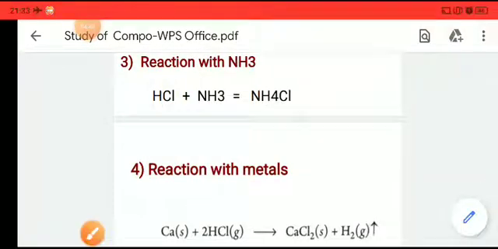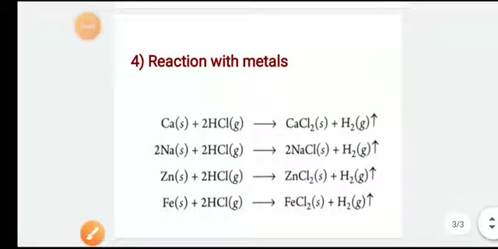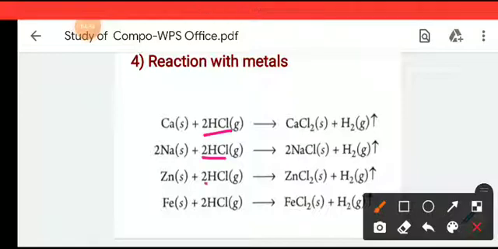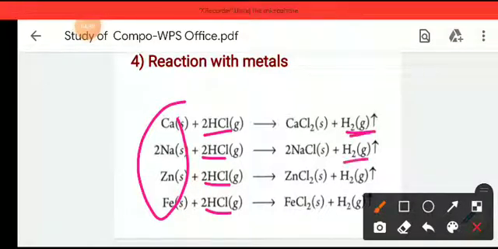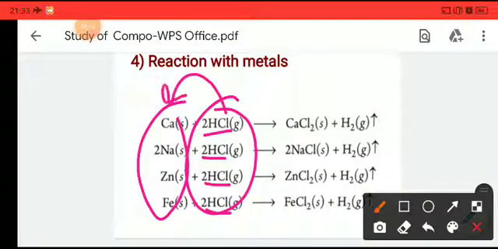Okay, so let's move to the next point, that is the reaction with metals. As we know, HCl is acidic in nature, so it will give hydrogen gas whenever it reacts with a metal. Whenever a metal is reacted with HCl acid, it will evolve hydrogen gas. So whenever HCl is reacted with any kind of metal.